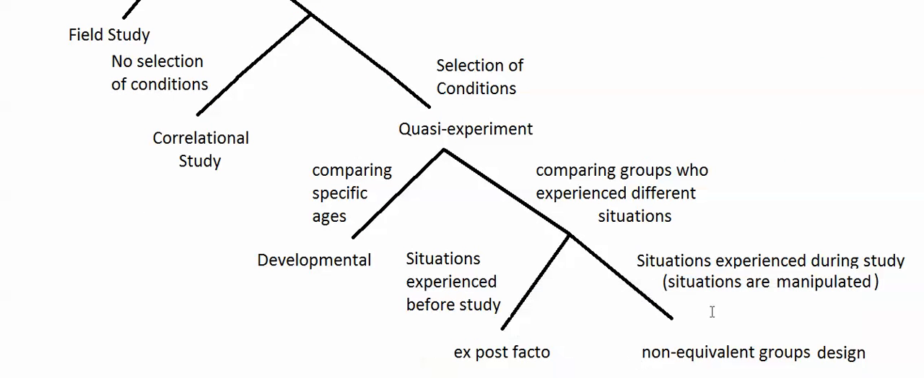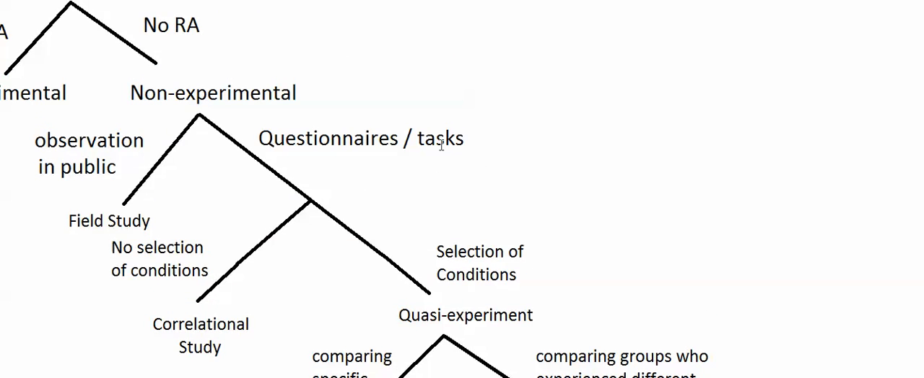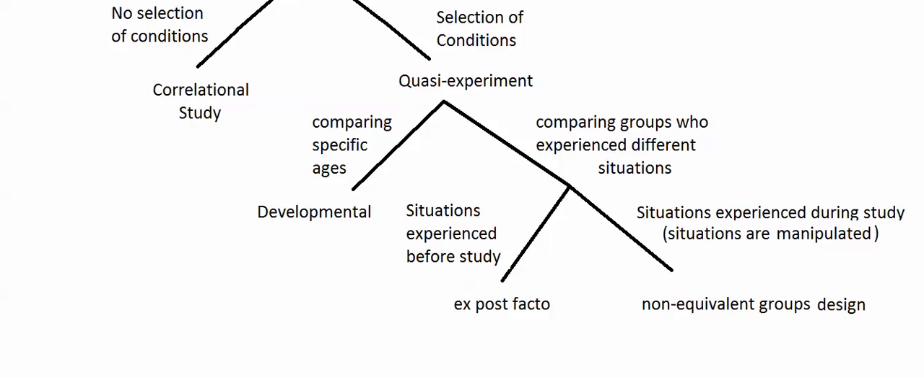A non-equivalent groups design is when the participants actually go through the situations during your study, and you as a researcher actually manipulate those situations. But still, way back up here, there's no random assignment. So we're still talking about a study that's not a true experiment. An experiment has to have random assignment.